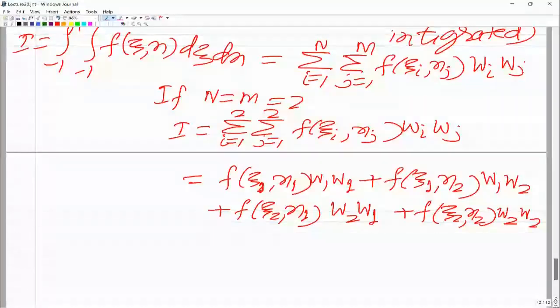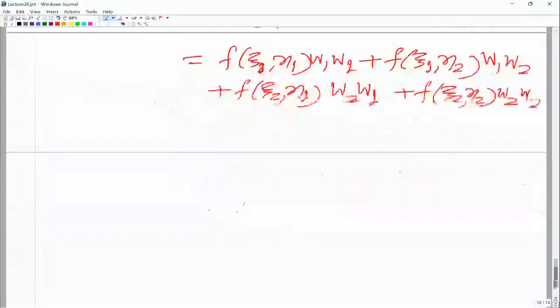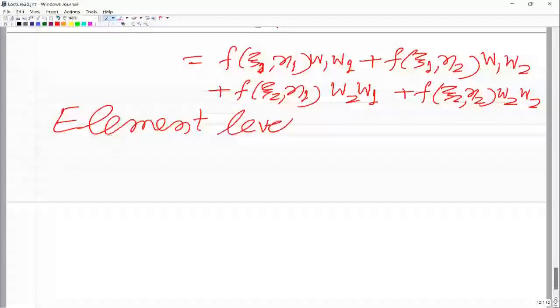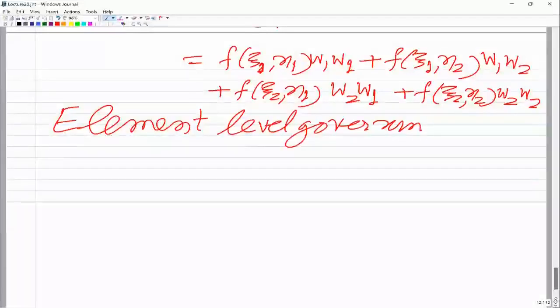So now let's go back to our element level governing equations for 2D heat conduction, and now we want to evaluate those integrals numerically. So how do we do that? Let's discuss that next. Same element level governing equation which we have discussed, but we want to look at the application of this Gauss quadrature numerical integration in evaluating the element level matrices, for 2D heat conduction.